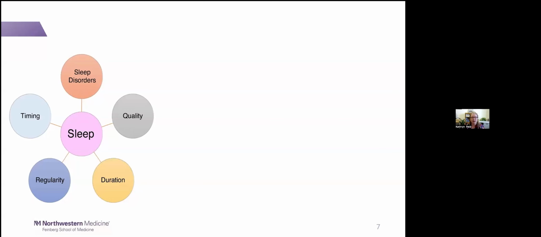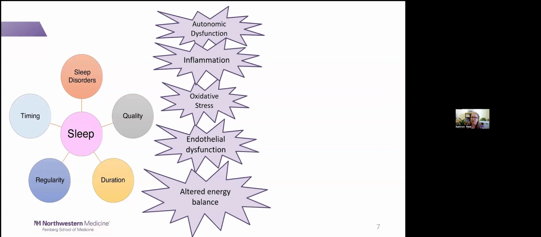There's a lot of literature out there that suggests that poor sleep, including sleep disorders, poor sleep quality, and short sleep duration. We now know that the regularity of sleep is important, and also the timing of sleep. When we have poor sleep in all these different facets of sleep, there can be changes in autonomic function, increases in inflammation and oxidative stress, and altered energy balance.